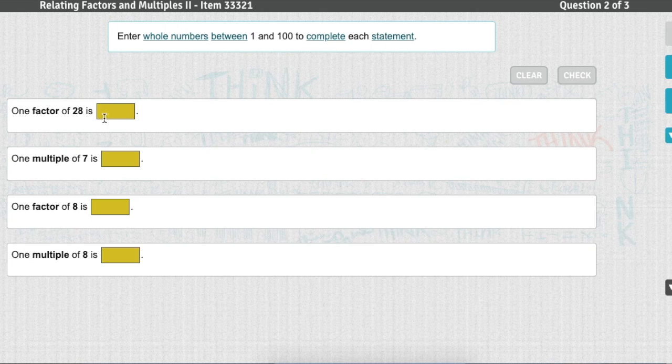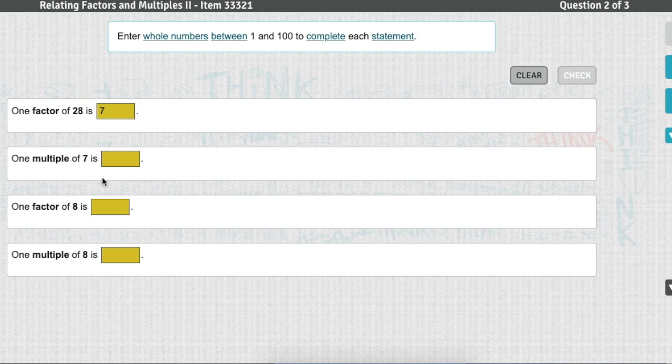One factor of 28 is... So I could put 1, but that's kind of a lazy way of doing factors. Remember, factors are numbers that you can multiply to get to 28 in this case, or multiply to get to that number. I know that 7 is also a factor of 28 though, so I'm going to put 7. A multiple of 7. Now remember, multiples mean we have to multiply. So what can I multiply 7 by?